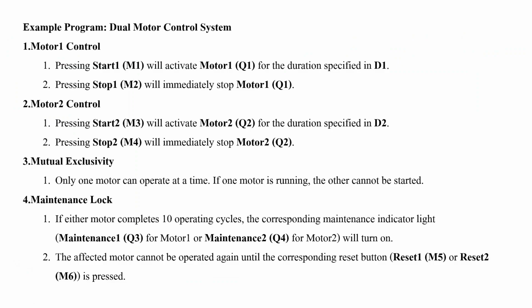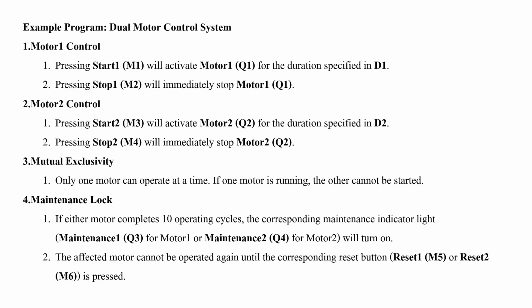Example program, Dual Motor Control System. 1. Motor 1 Control. Pressing Start 1 M1 will activate Motor 1 Q1 for the duration specified in D1. Pressing Stop 1 M2 will immediately stop Motor 1 Q1. Motor 2 Control. Pressing Start 2 M3 will activate Motor 2 Q2 for the duration specified in D2. Pressing Stop 2 M4 will immediately stop Motor 2 Q2.